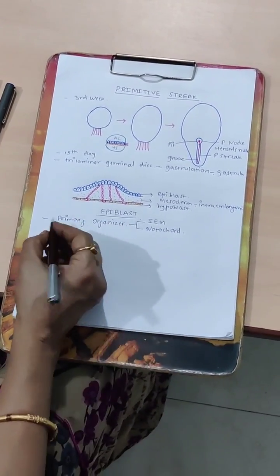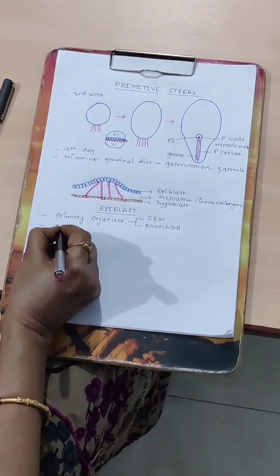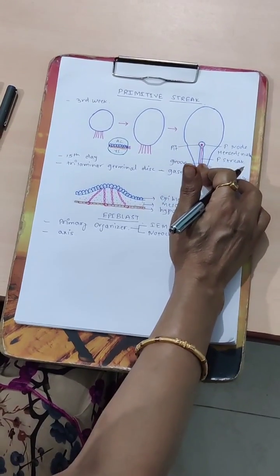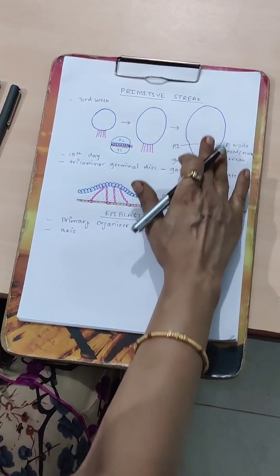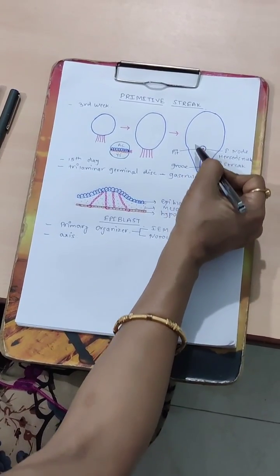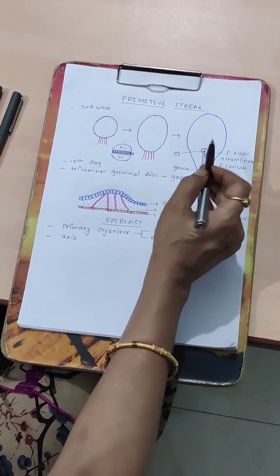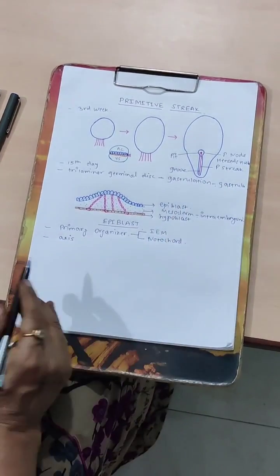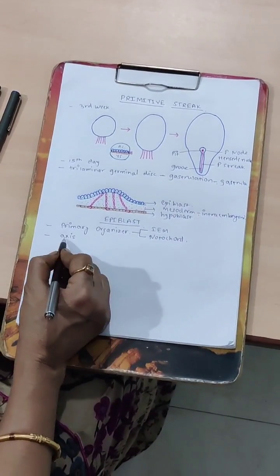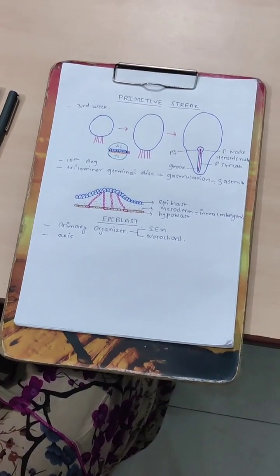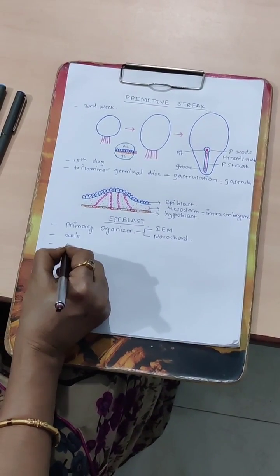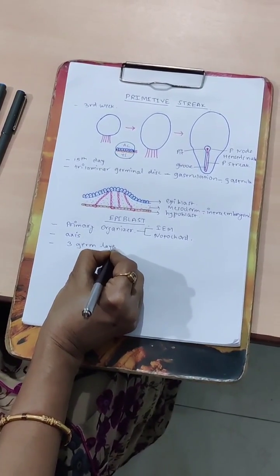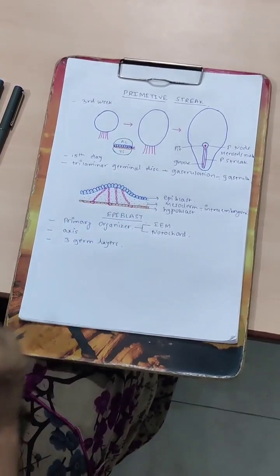Okay. Then it also acts as an axis. It forms the axis of the embryo, which gives rigidity to the embryo, and it determines its right and left side, dorsal and ventral side, and cranial and caudal ends of the embryo. So it also forms the axis of the embryo, and it gives rise to all the three germ layers. So this is the importance of the primitive streak.